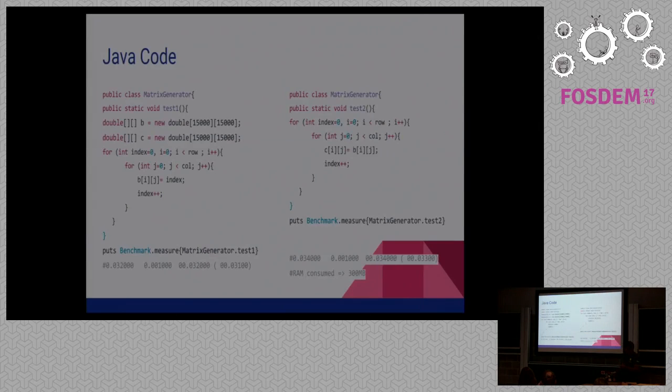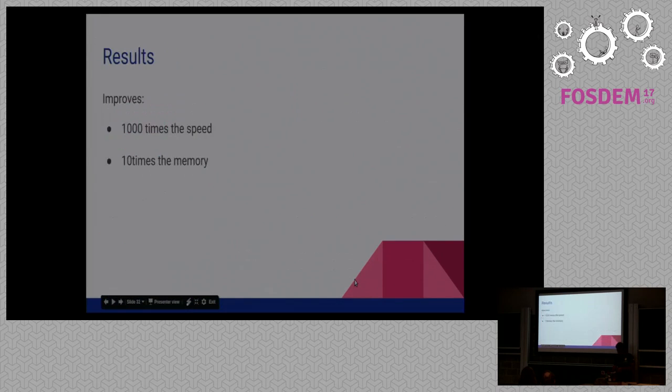So I do a similar thing in Java, and the time required is 0.031 seconds. And when we have two arrays, it takes 0.033 seconds, and the RAM consumed is 300 MB. Hence, speed is improved 1,000 times, and memory is improved 10 times. This is actually speed-wise better than CRuby, but memory-wise not as good as CRuby. CRuby takes less memory, but speed is slower.